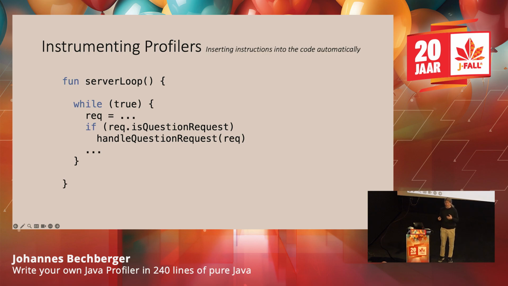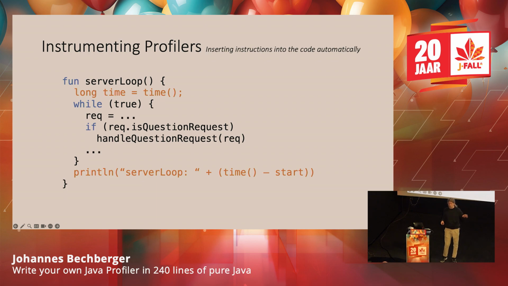Instrumenting profiles are quite basic. So you know when you have, for example, the server loop method, and you would want to know how much time it took, what you normally would do, you get the time at the beginning of the method, and then print the duration at the end of the method, and you then know, okay, the server loop method took n milliseconds, n seconds. And that's fine.